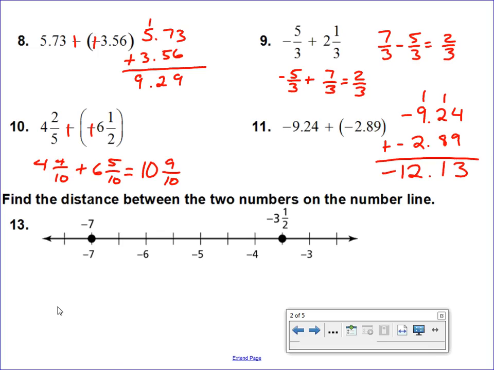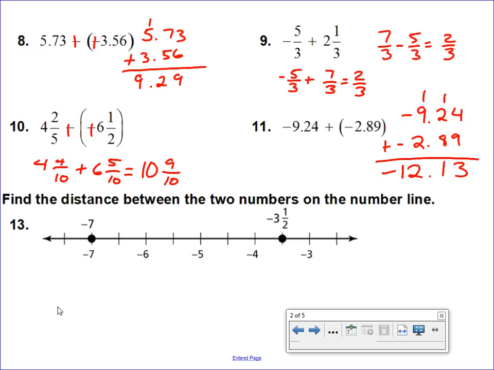Okay? And make sure that we line up those decimal points when we're adding and subtracting. Okay? Each place value, we have to subtract hundredths from hundredths. Okay? It's not like multiplication.